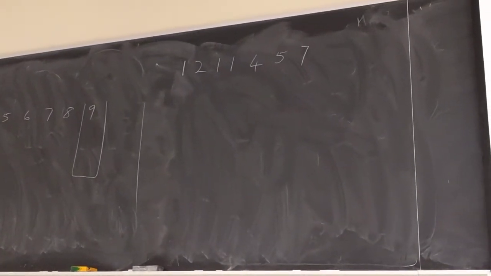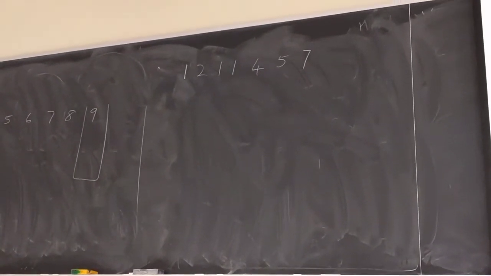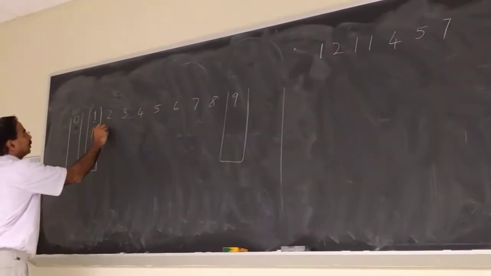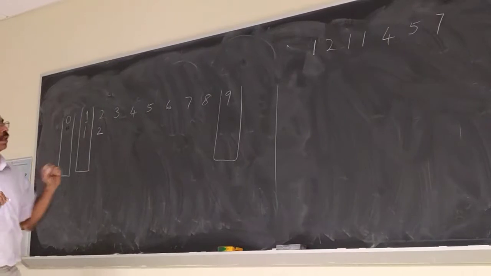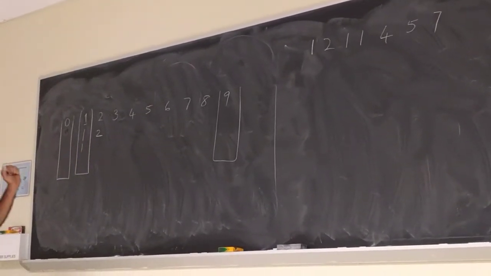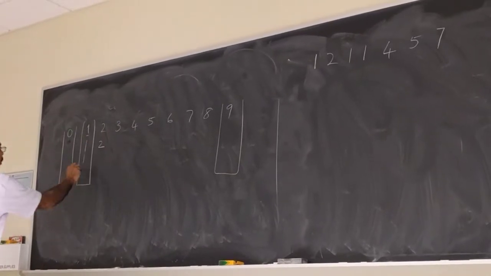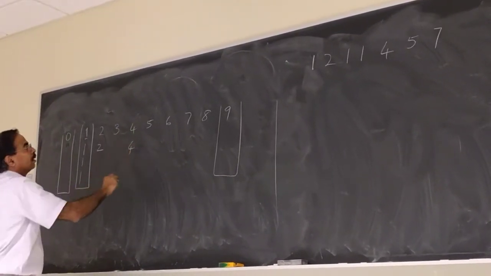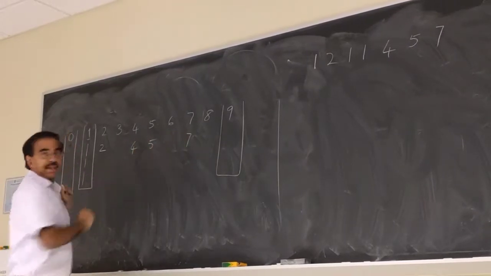So you see number 1, well, that goes into this bucket. Number 2, so that goes into this bucket. Then another number 1, so that goes into this bucket. And then one more number 1 that goes into this bucket. And then 4, 5, and 7.